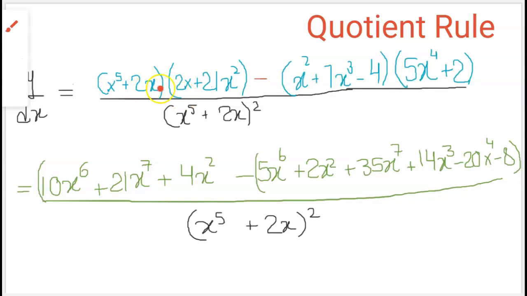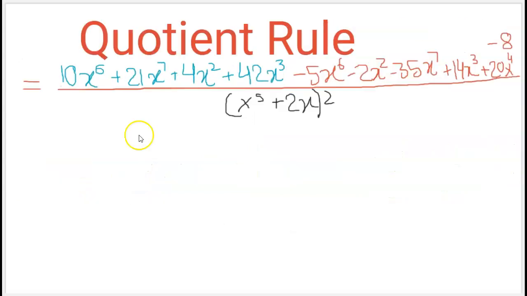Now 2x multiplied by 21x squared. That will be a 42x cubed. And there is a negative there as well. Yeah, okay. Thank you for that. Step, I wrote it down 10x⁶ plus 21, and there was a negative, so I opened the negative.